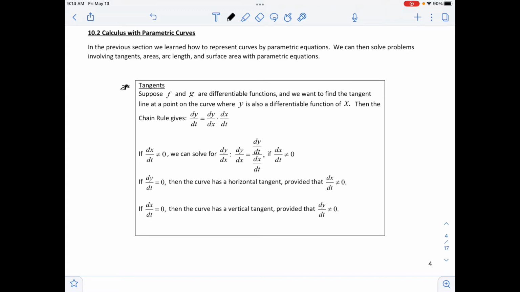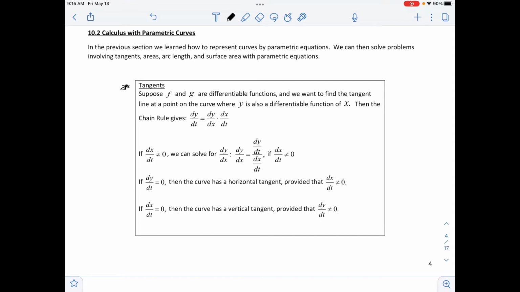It says suppose f and g are differentiable functions and we want to find a tangent line at a point on the curve where y is also a differentiable function of x. Then the chain rule gives dy/dt equals dy/dx times dx/dt. And so we know that if the derivative dx/dt does not equal 0, we can solve for dy/dx, and that's written out there.